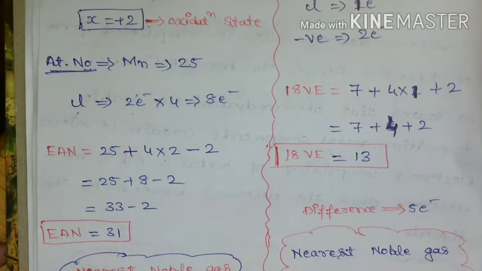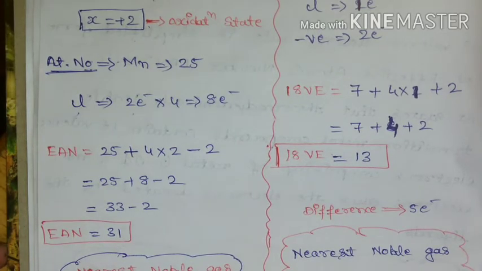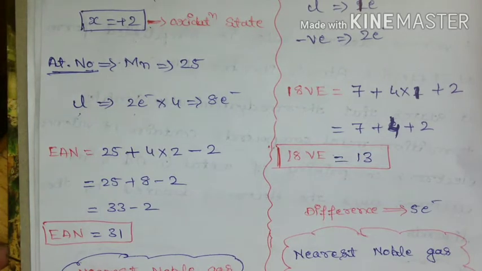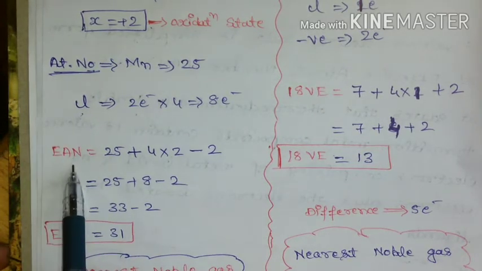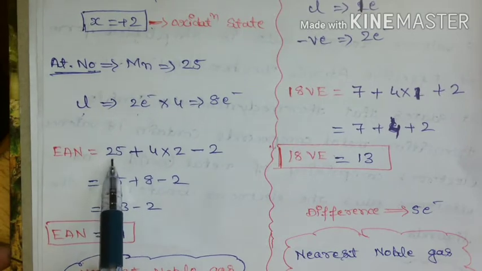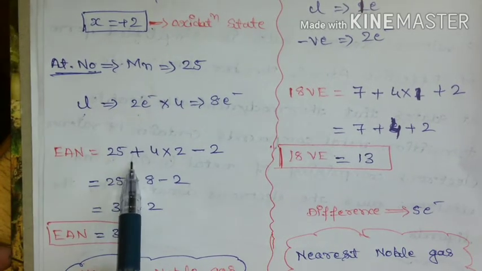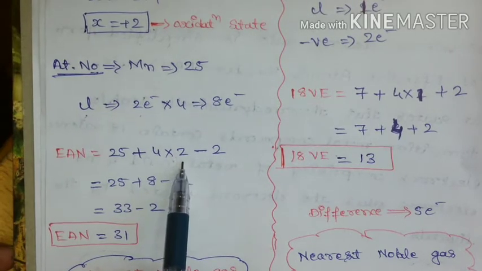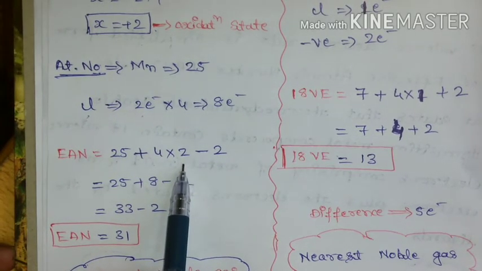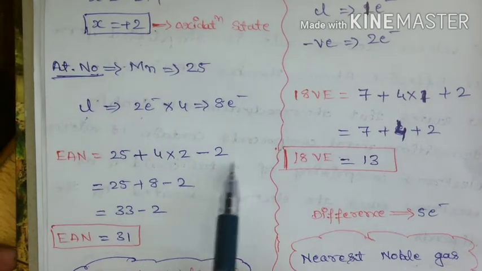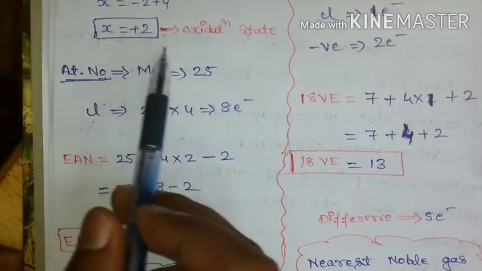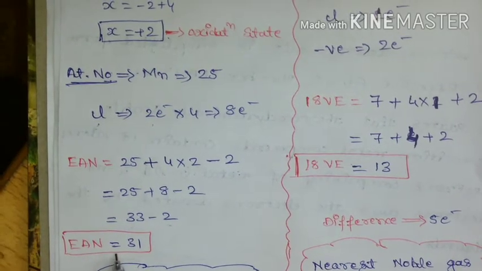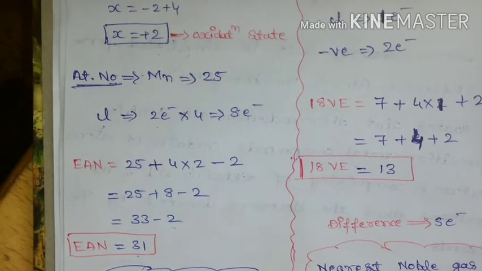From this we can find the effective atomic number of the MnCl4 2- complex. That is, EAN is equal to the atomic number of manganese, 25, plus the number of ligands, 4, times the electrons donated by each ligand, 2, minus the oxidation state of the metal. Here the oxidation state is +2. So we get an effective atomic number equal to 31.